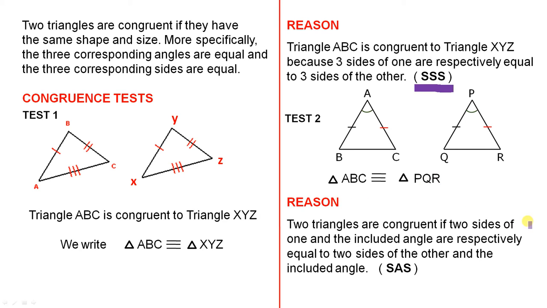Two triangles are congruent if two sides of one and the included angle are respectively equal to two sides of the other and the included angle. And we write SAS, side, angle, side. So what we're saying is those two sides and the included angle are equal to those two sides and the included angle. And that's why the two triangles are congruent.